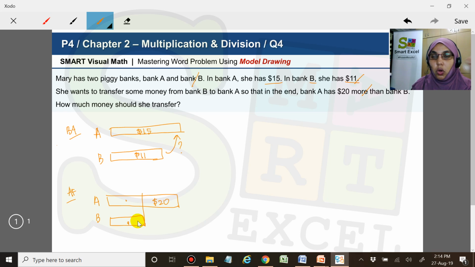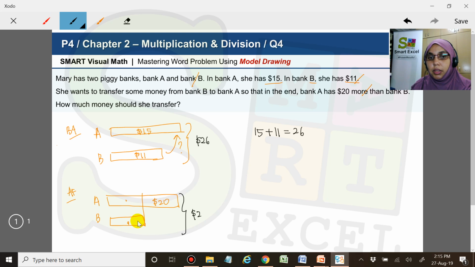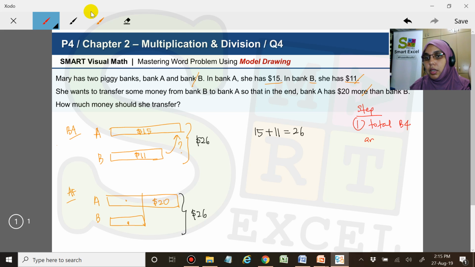From that concept, they will know that the first step they must do is to find the total, which is 15 plus 11, which is 26. So this is 26, and this also will be 26. This is the first step. The first step they need to know when it comes to before and after model is that the total before and after is equal. So that's number one.